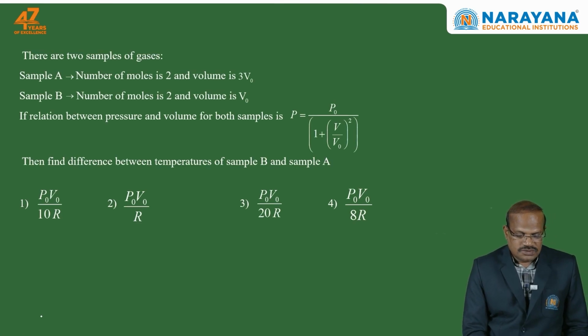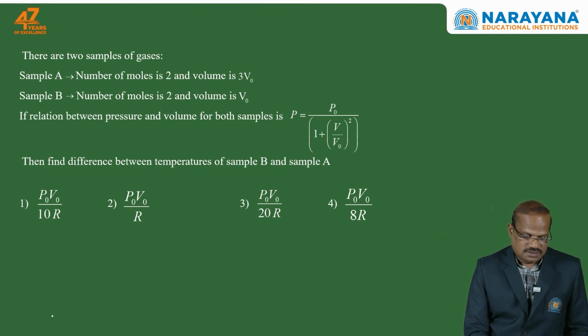So there are two samples of gases. Sample A, number of moles is 2 and volume is 3V0. Sample B, number of moles is 2 and volume is V0. If relation between pressure and volume for both samples is P equal to P0 by 1 plus V by V0 whole square, then find difference between temperatures of sample B and sample A.